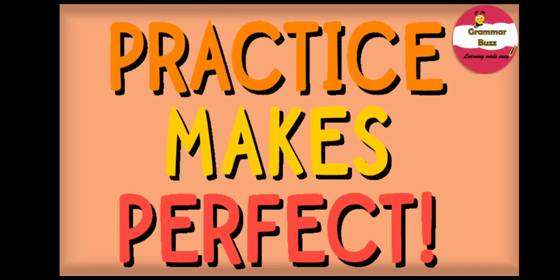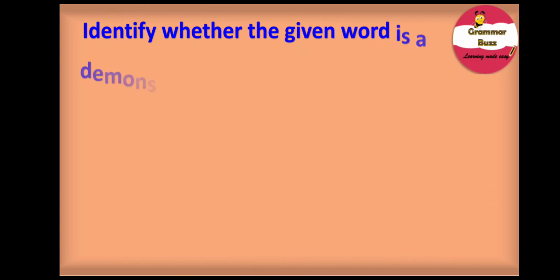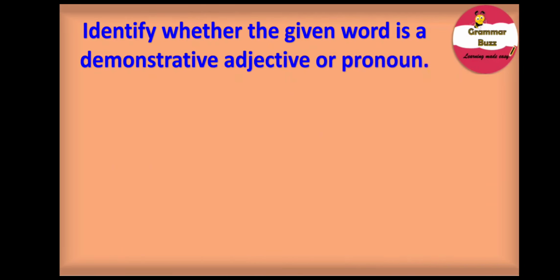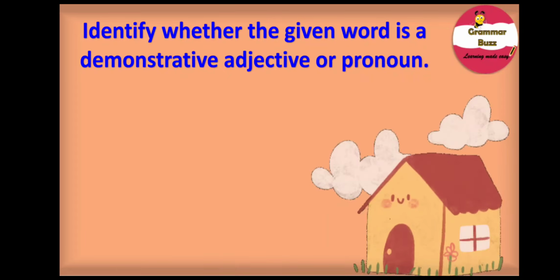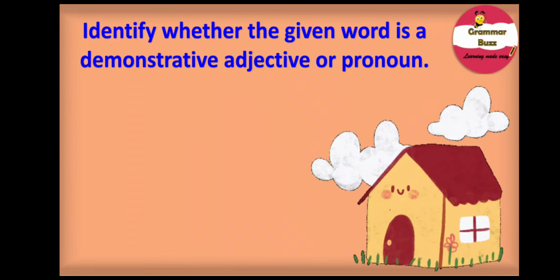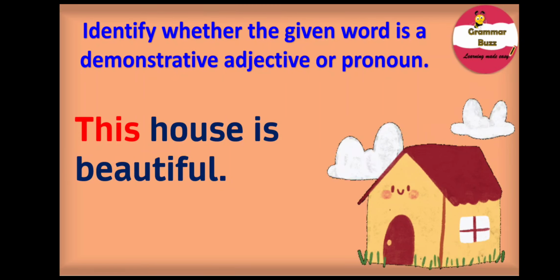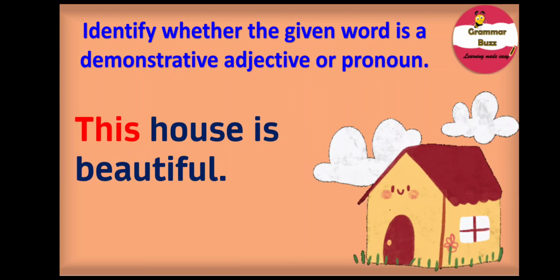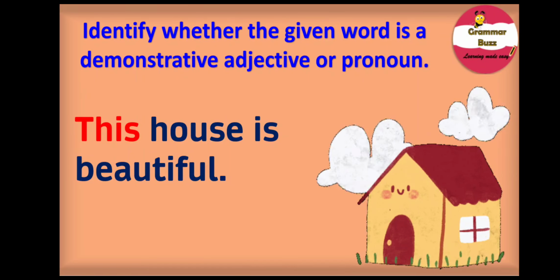So, this is how it works, right? I will be giving you a sentence and you will be having a word in it, and you have to identify whether the given word is a demonstrative adjective or a demonstrative pronoun. And here we go. So, this is your first sentence, and it says, "This house is beautiful." Well, can you tell me what is this here?